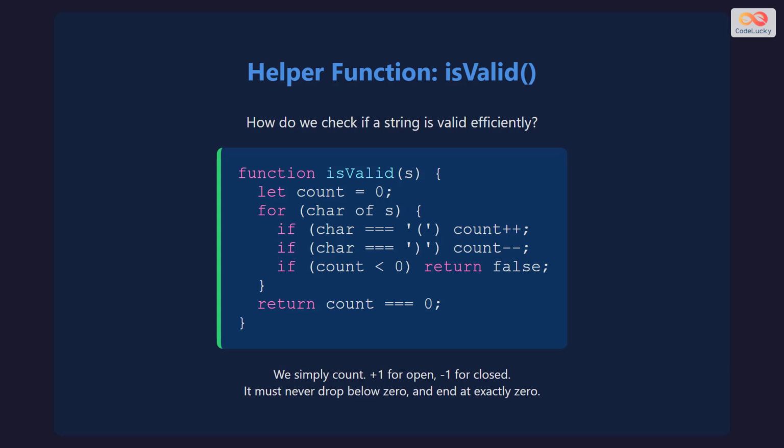To check validity, we use a simple counter. We iterate through the string, adding one for an open parenthesis and subtracting one for a closed one. If the counter ever drops below 0, it is invalid. At the end, the counter must be exactly 0.